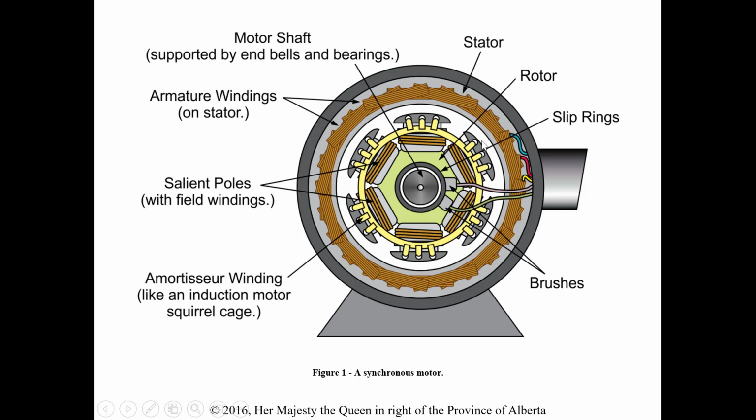So here's a blowout of the picture. We have our stator with our armature windings. We're supplying voltage to the armature windings in the stator. Here are our brushes, if that's how we're going to bring the DC to the rotor, which has field windings. Here are salient poles, so the protruding ones, not the cylindrical ones. And then we have our amortisseur windings. These are like rotor bars embedded almost into the windings for starting.